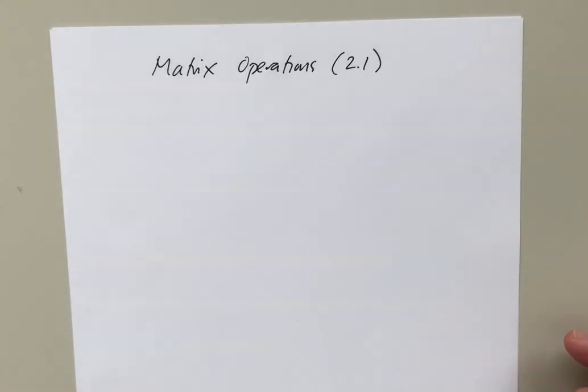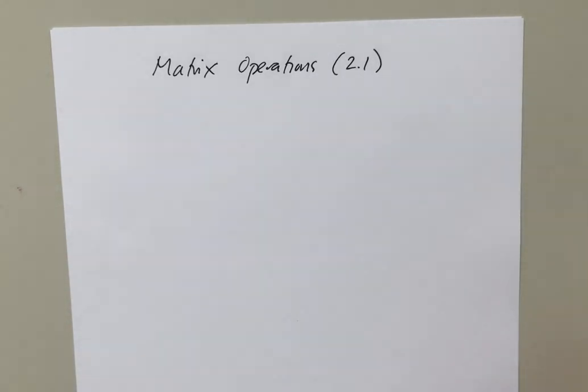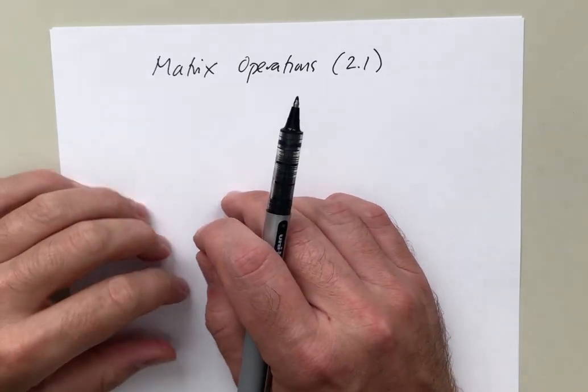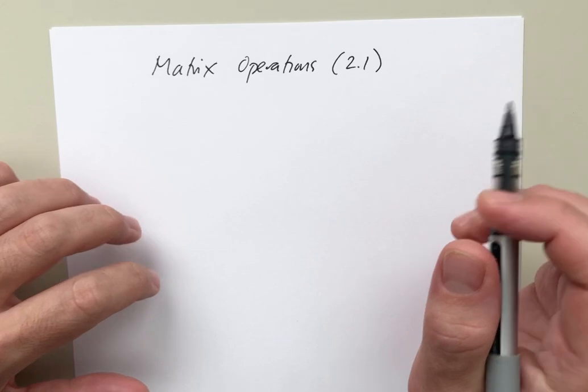Hello everyone, today we're talking about matrix operations, material from 2.1. So the basic idea is we want to talk about how matrices themselves can be thought of as algebraic objects. We'll see that they can be added and even multiplied.